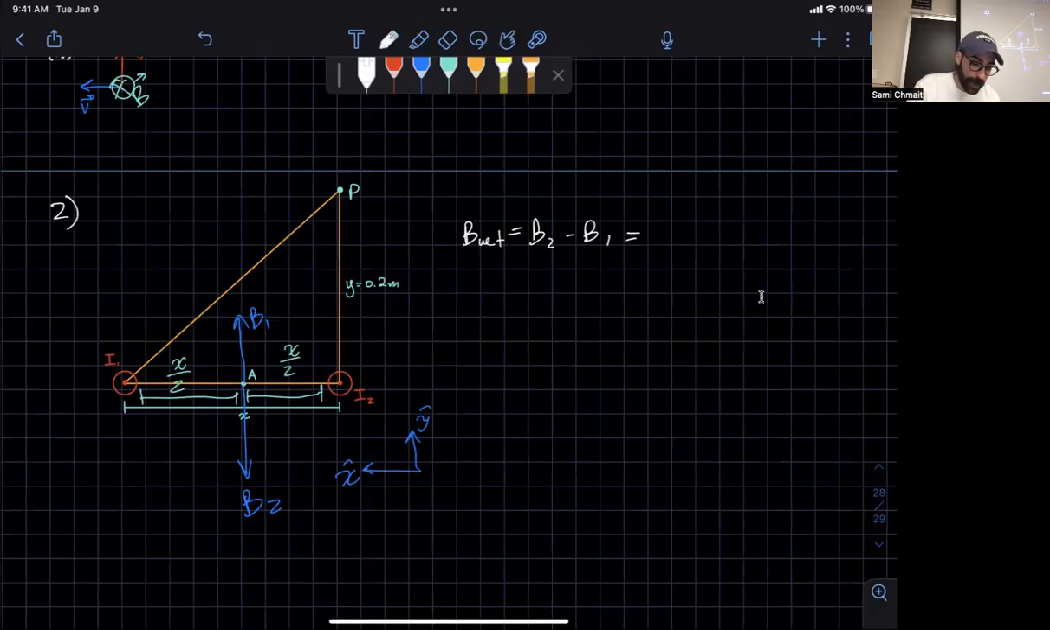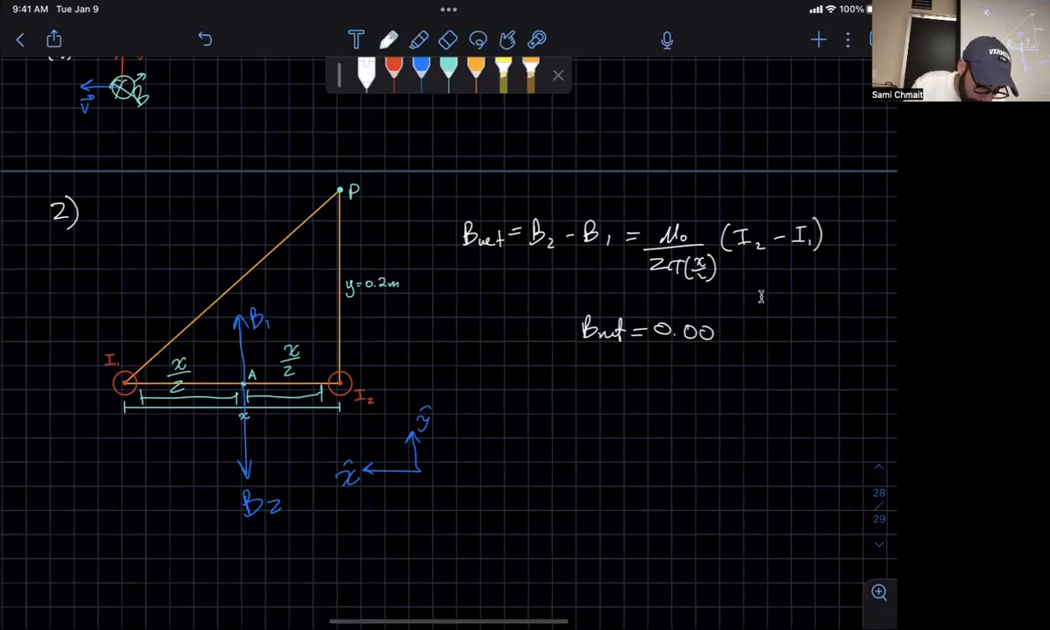You're going to plug everything in. I'm just going to factor out the distance between them, x over 2. We already know what x is. I2 minus I1. Plug in everything and solve. B net is going to be equal to, how many zeros is that? 5 zeros?